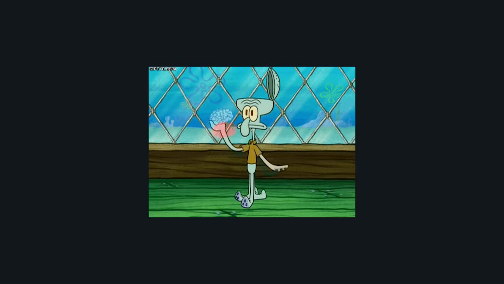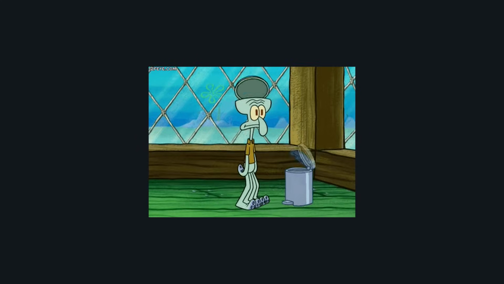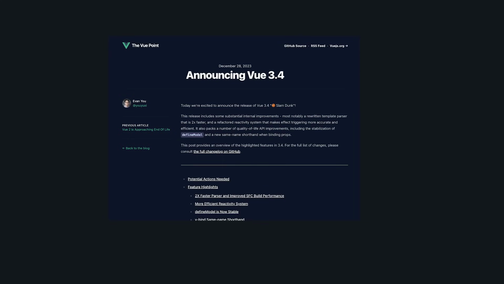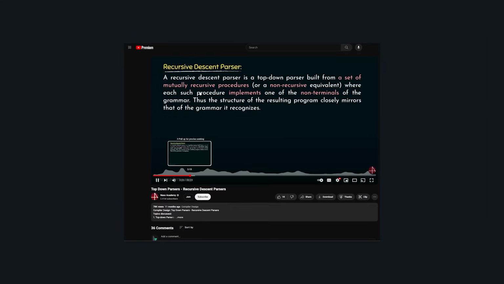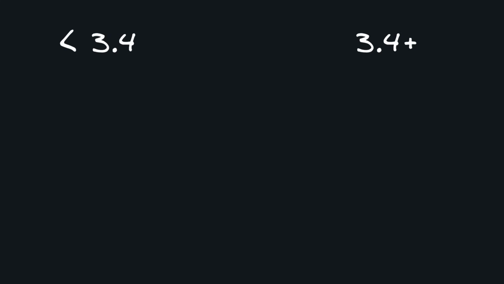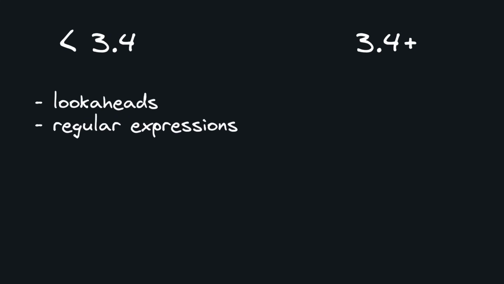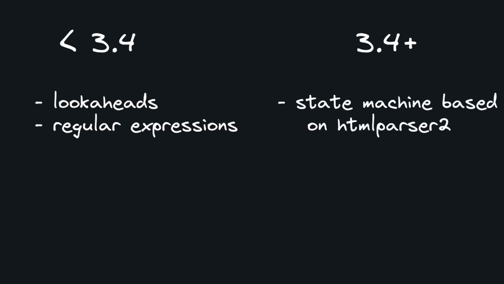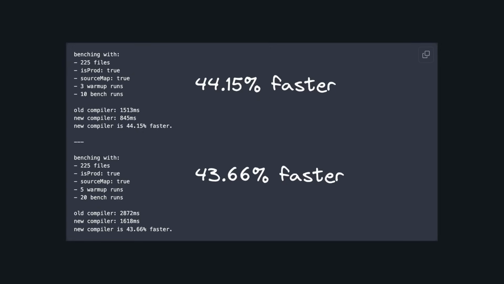I'm not even going to pretend that I understand what exactly is going on under the hood, but from my little knowledge of reading Evan You's blog post, a couple hours spent watching some YouTube tutorials, and a few attempts of reading the source code, the old parser relied heavily on string lookaheads and regular expressions, whereas the new parser uses a state machine tokenizer based on HTMLParser2. This means that it only has to iterate through the string once, giving us some nice performance boosts.